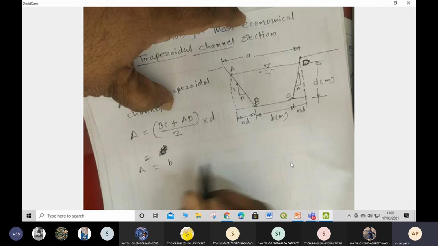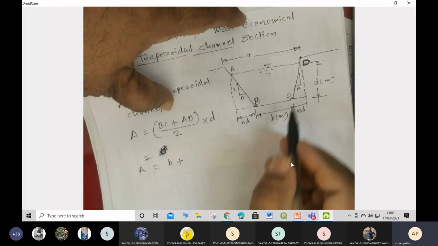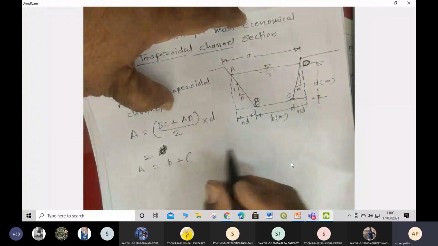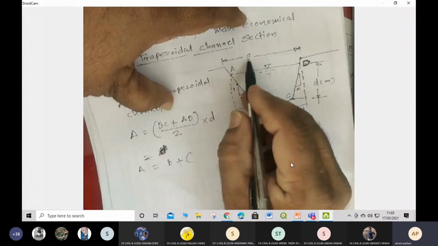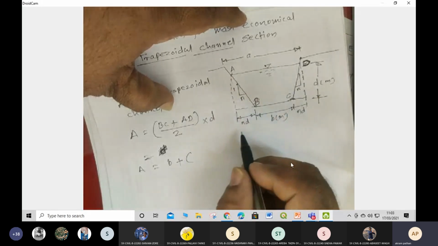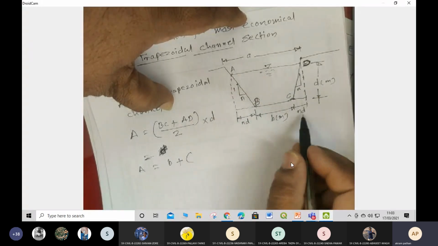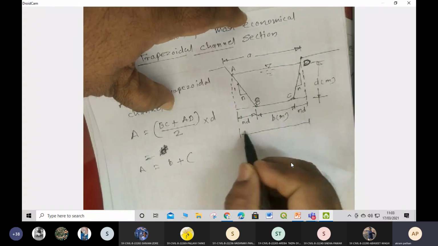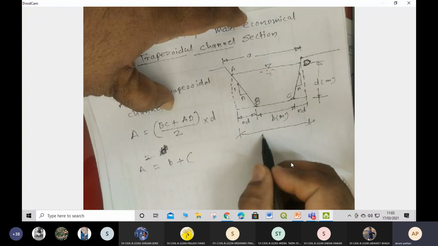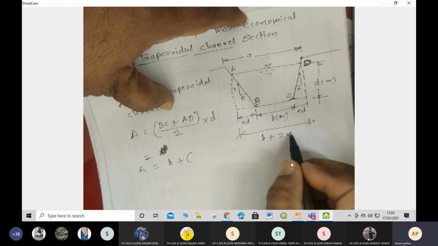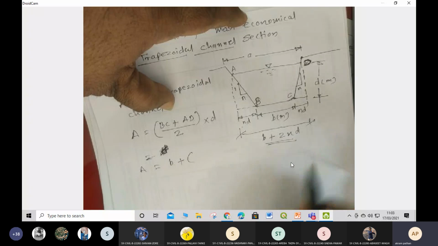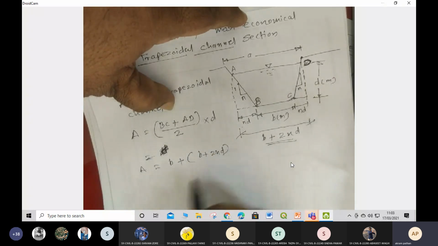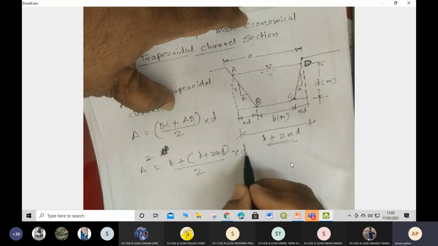Area is equal to BC, that is small b, plus AD. So what is AD? AD is the top width of the channel. Top width. AD is the top width. So how will you calculate it? B plus 2ND. So if you want to calculate this top width from this up to this, how much? B plus 2 times ND. So the top width of the channel is B plus 2ND. So B plus 2ND is AD, divided by 2, into D.